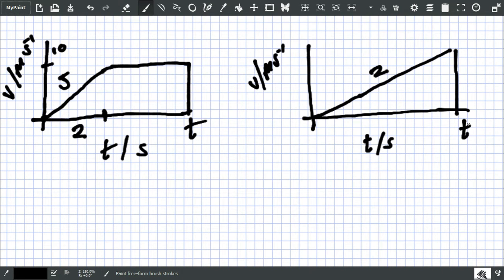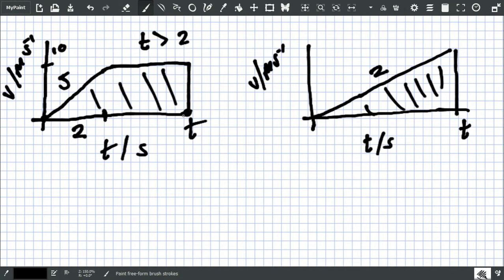So that means if they coincide in space at this time, they've each traveled the same distance, they're at the same position, the same displacement. So on the graphs it means these areas must be the same. And this comparison only makes sense if t is greater than 2 seconds, because we're putting the cyclist somewhere here.